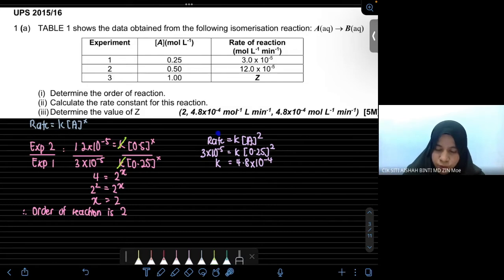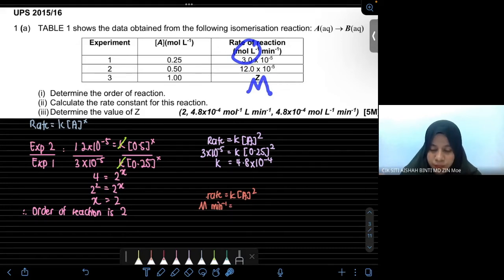So rate, we know the unit is mole per liter per minute, or I'm going to write capital M. Rate equals K[A] to the power of 2. The unit of rate is M per minute. Mole per liter is the same as capital M. So molar per minute equals K. Concentration unit is always molar or mole per liter, but I like to write it as capital M. So here the unit will be M squared.